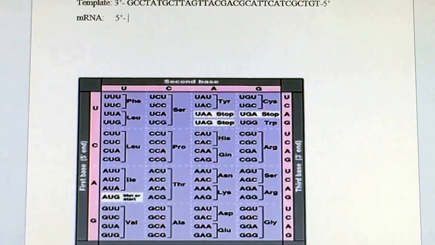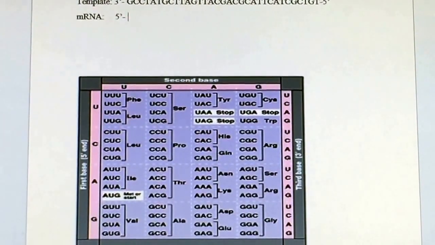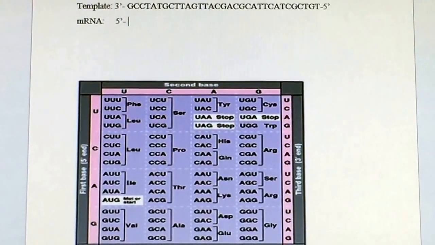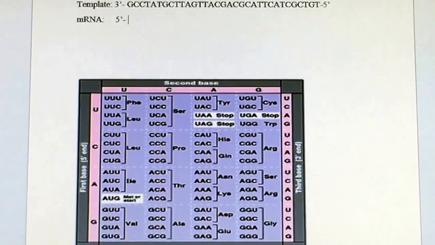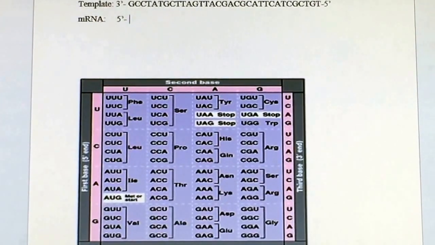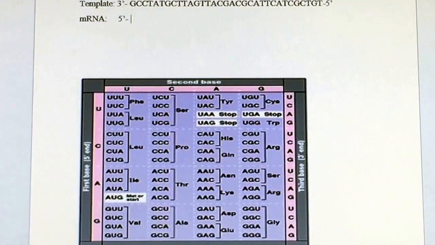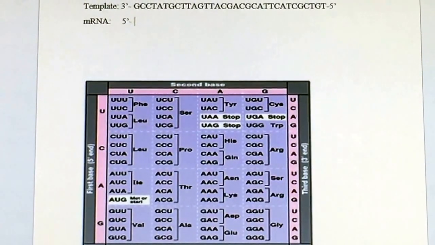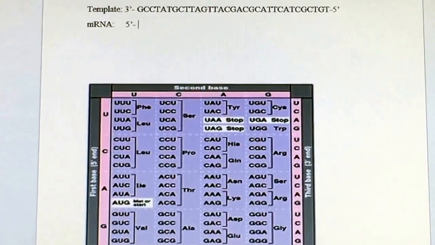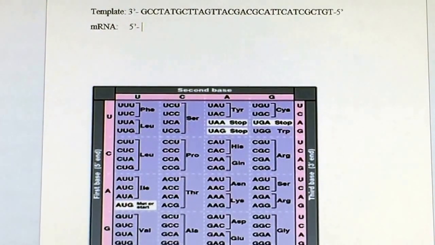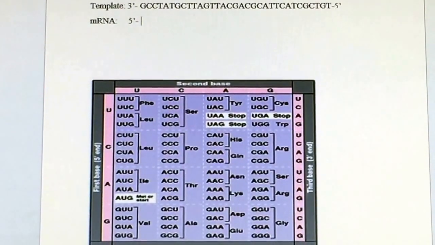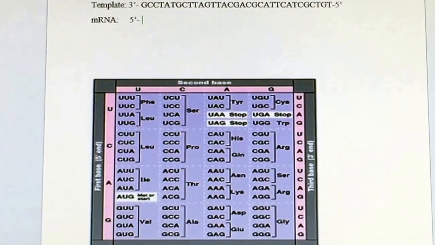Now that we have a solid grasp on translation in E. coli, let's try our hand at a practice problem. Given this DNA template strand, transcribe it to find the mRNA sequence. Then, translate it to find the protein or amino acid sequence. Remember that cytosine pairs with guanine, guanine pairs with cytosine, adenine pairs with uracil instead of thymine, and thymine pairs with adenine for base pairing rules. Also remember that our mRNA sequence will be transcribed from 5' to 3' because that is the direction the RNA polymerases work. So let's start transcribing.